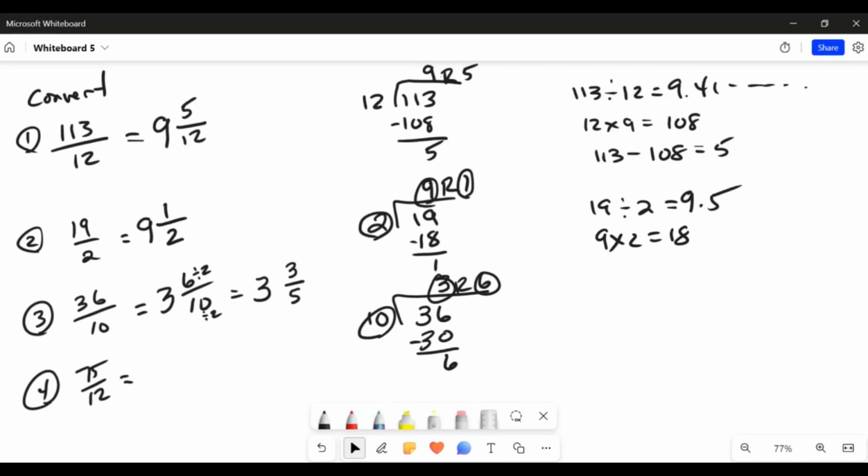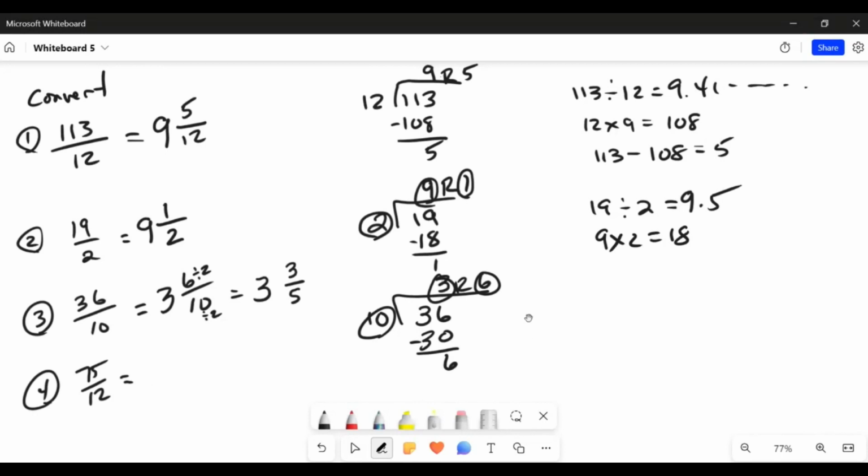75 over 12. I will give you a hint. This one you've got to reduce. You have to do some reducing at the end. So we're converting 75 over 12. Okay, the correct answer is 6 1/4. Let's see how we did that.